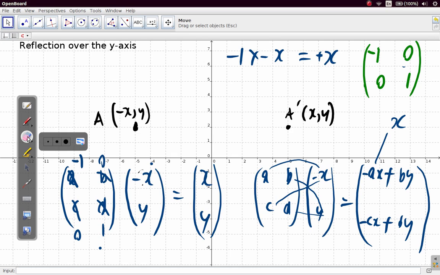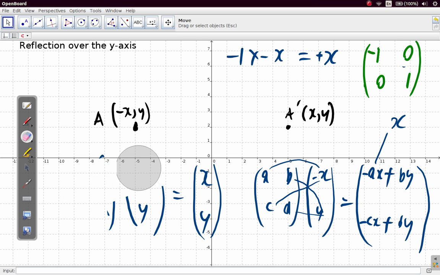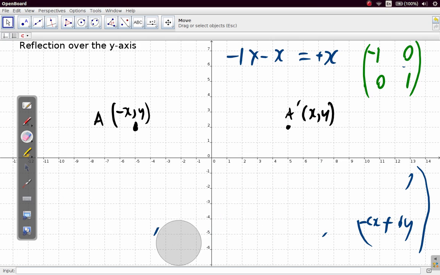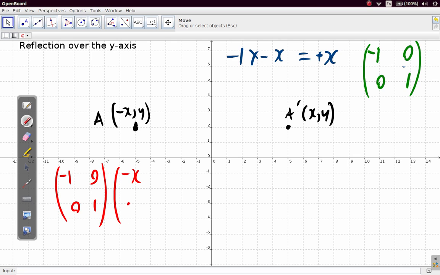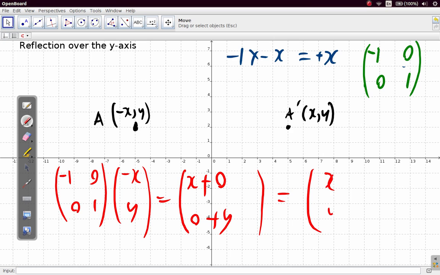Alright, so let's erase parts of the board and redo it using that matrix. So what we have, and let's do it in red, is negative 1, 0, 0, 1 multiplies negative x, y to get, what do we get? It's negative 1 times negative x, which is positive x, plus 0 times y, which is 0. 0 times negative x is 0, plus 1 times y, which is y, and that gives us x, y. So there we have it.